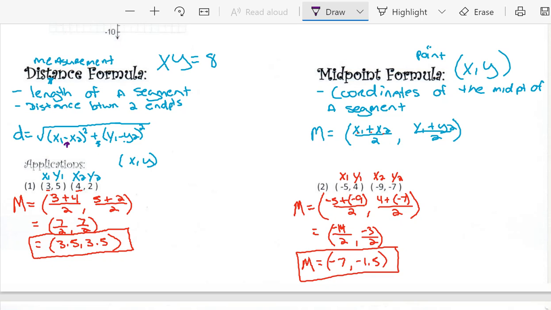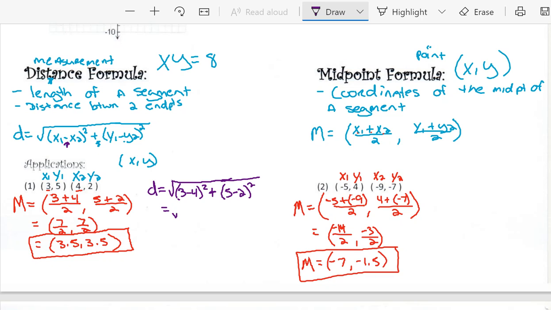So let's plug in. I'm going to start with D equals. Again, distance is not going to be a point. It's going to be a unit of measure. It's going to be one number in the end. So for this first one, again, it's going to be x1 minus x2. So in my parentheses, I'm going to have 3 minus 4 squared. Plus is in the middle. And then the other set of parentheses is 5 minus 2 squared.